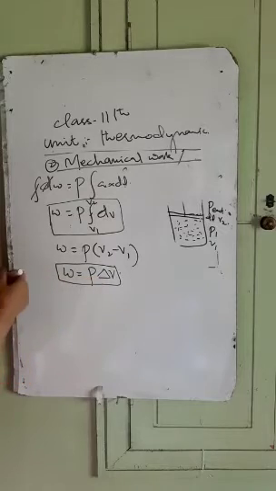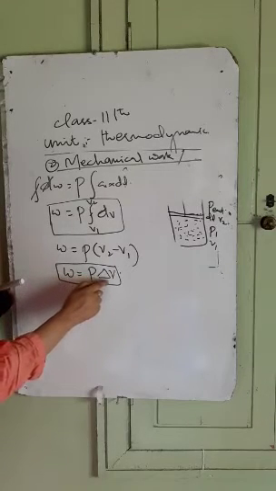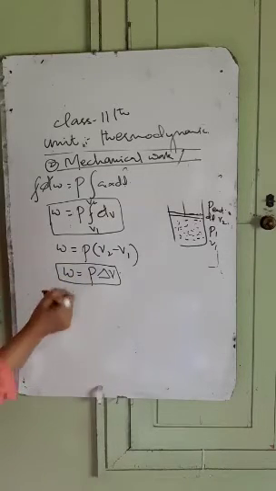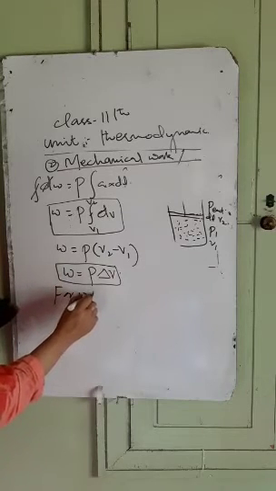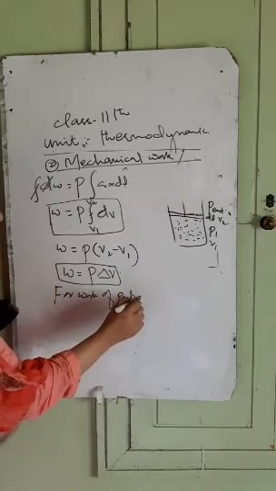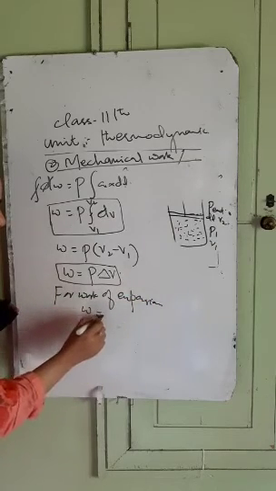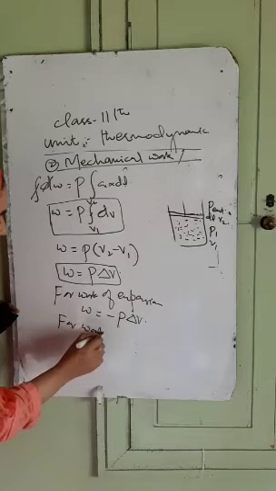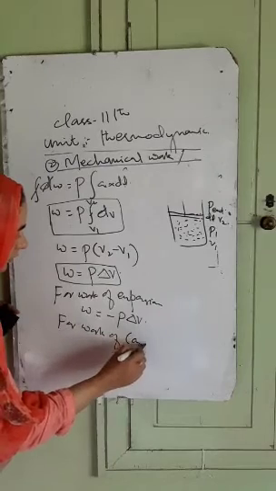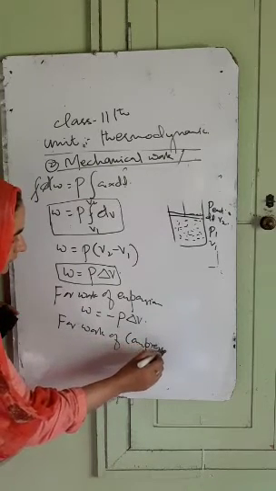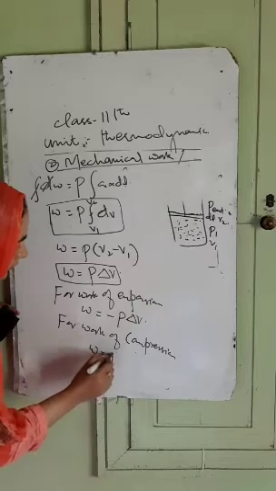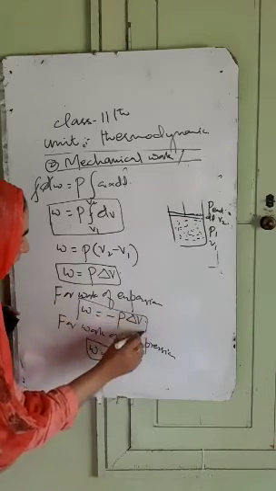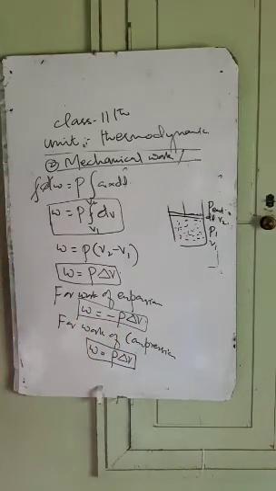So work of expansion is given by W is equal to P del V, but here we take the minus sign for the work of expansion. For work of expansion, W is equal to minus P del V, while for work of compression, W is equal to P del V. This is the pressure volume work done irreversibly and reversibly.